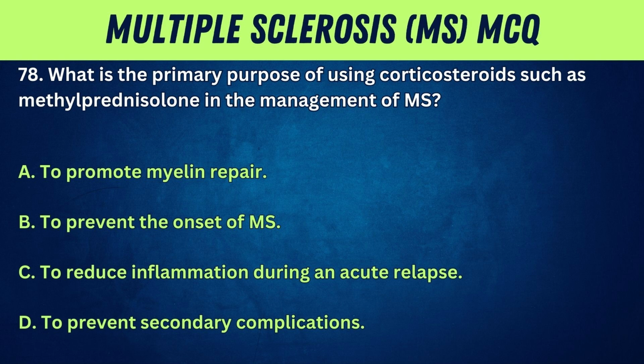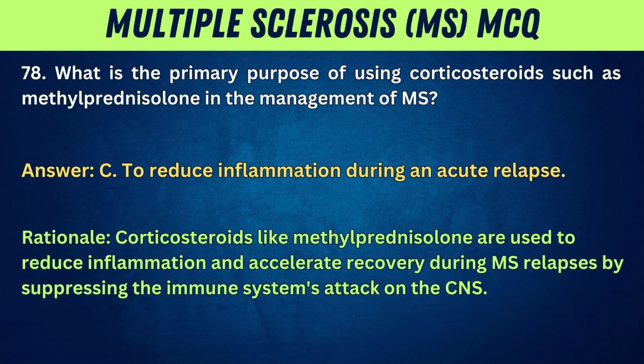A. To promote myelin repair. B. To prevent the onset of MS. C. To reduce inflammation during an acute relapse. D. To prevent secondary complications. Answer: C. To reduce inflammation during an acute relapse.